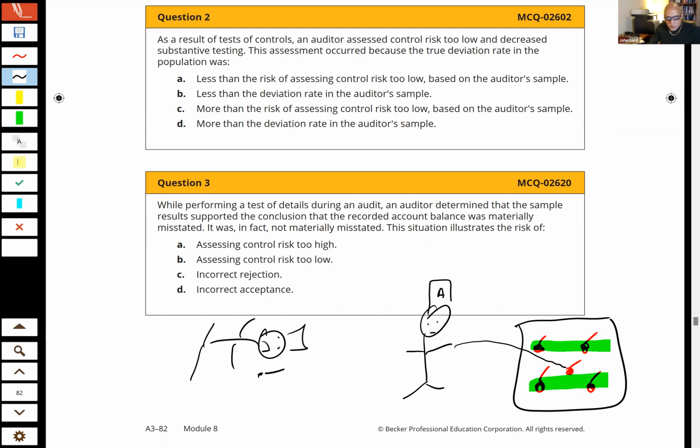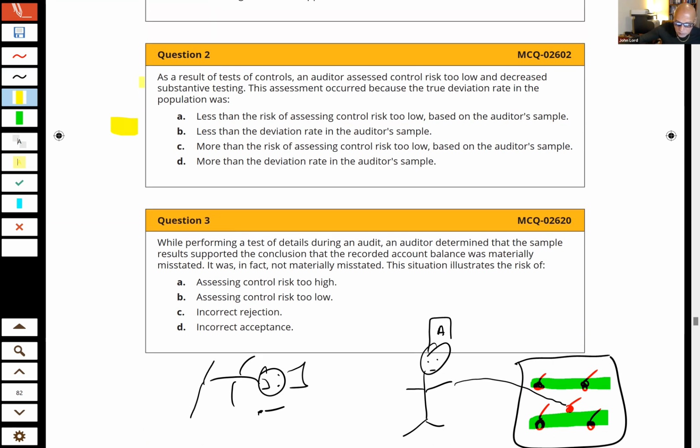This happened because of the true deviation rate. Looking at this question, as a result of a test of controls, the auditor assessed control risk too low. This auditor assessed control risk at 0 out of the 4. They said, hey, it's 0%, and decreased substantive testing. They assessed control risk too low, meaning they made the mistake, just like eating a poison apple is a mistake. And this happened because the true deviation rate in the population was more than the deviation rate in the sample. The population deviation rate was 20%, and the sample was 0%.